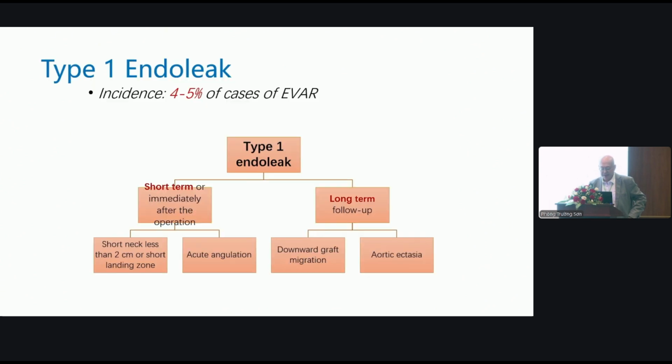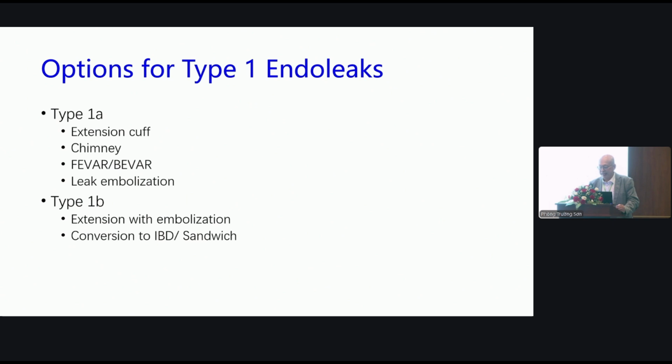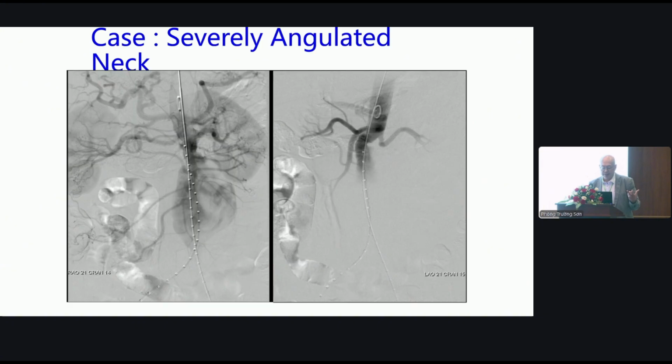So type 1 endoleaks, clearly a lot of it in the short term comes if you have a short neck or a very acute angulation, and in the long term it happens when your graft migrates or your aorta gets ectatic. So your options are either you extend it, you chimney it, you fenestrate it, or you embolize the leak. In a 1B, it's fairly straightforward. You embolize and you extend, or you convert it to a sandwich in the iliacs.